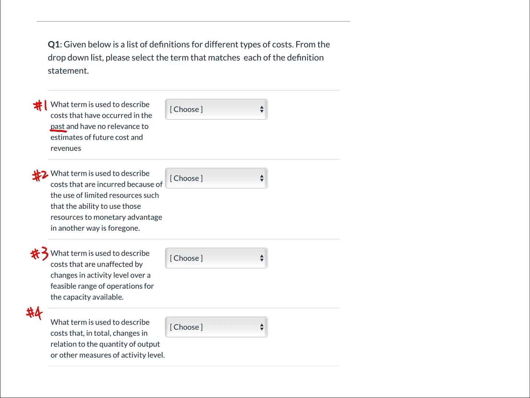Okay, if you already have an answer in your mind, see if that's the same one as mine. I would say this is a sunk cost.